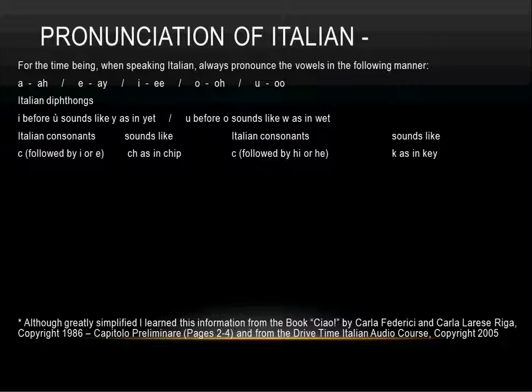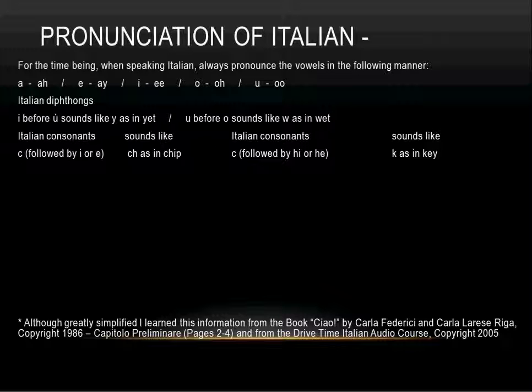C-I-A-O, ciao. You'll notice how it's a CH sound there, and the C is directly followed by an I, ciao. If you had the word C-E-N-A, that's pronounced cena. So you can see, whenever a C is followed directly by an I or an E, it sounds like the CH in chip.